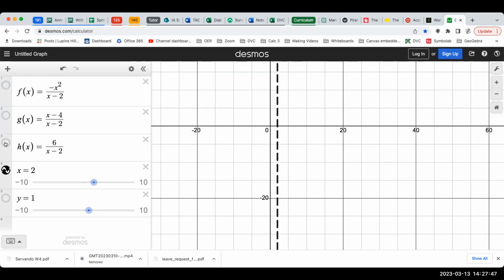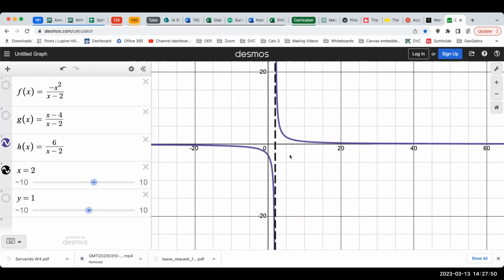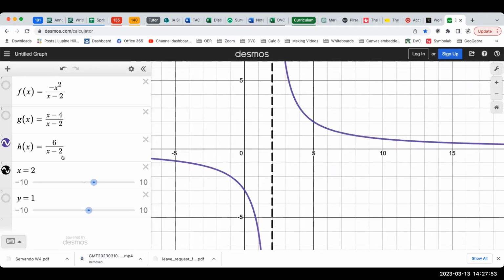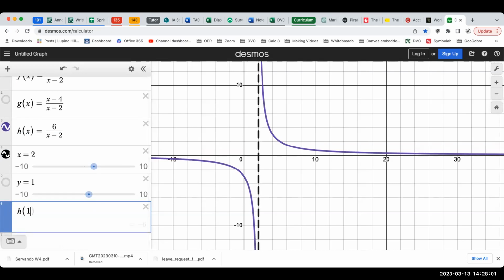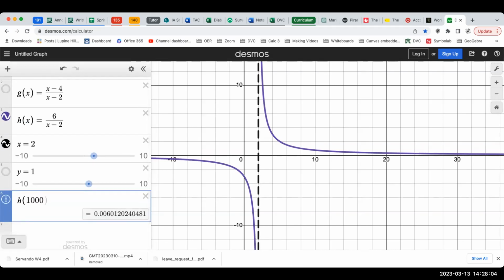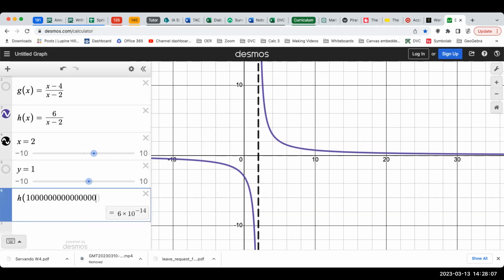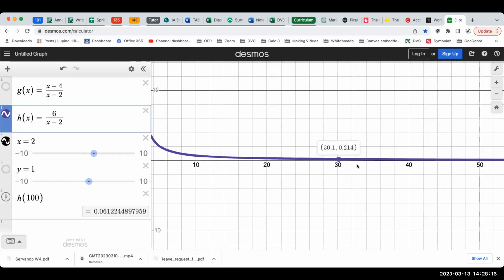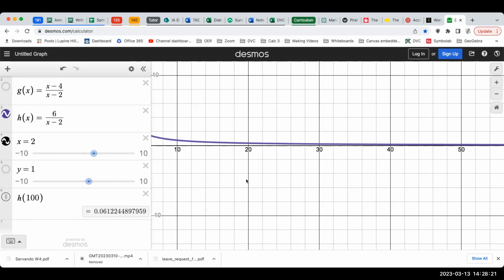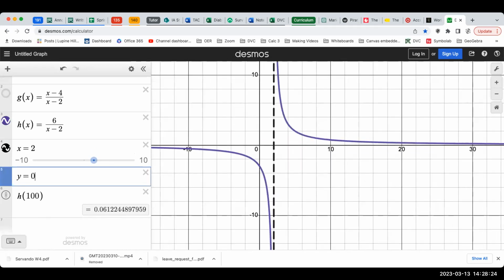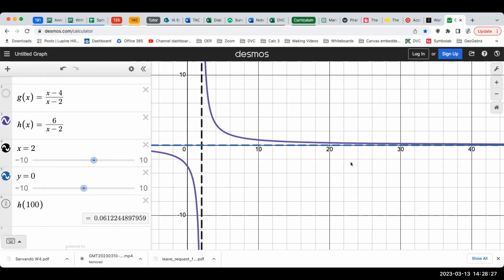Now let's look at the third one. The third one also has a vertical asymptote at that same x = 2. And in this case, let's plug in big numbers for x: 10, 100, 1,000. So as x is going to infinity, what do the y values seem to be getting closer towards? They're going to get closer to 0 in this case. So your horizontal asymptote is not at 1, it's going to be at 0. Your graph is approaching that line.